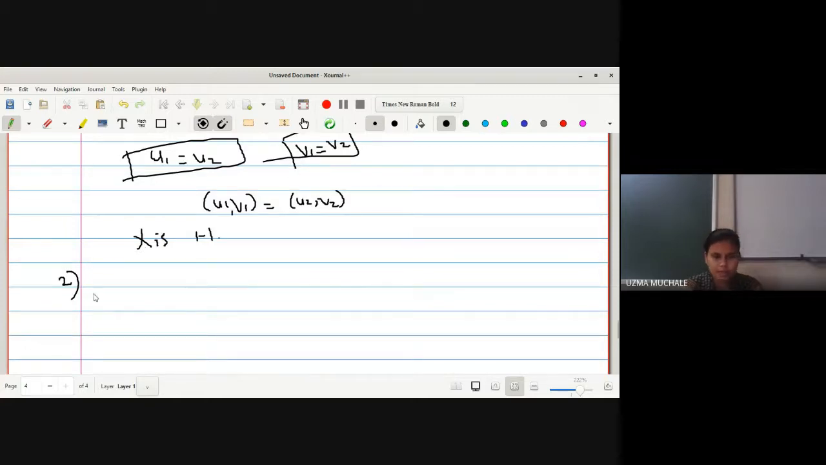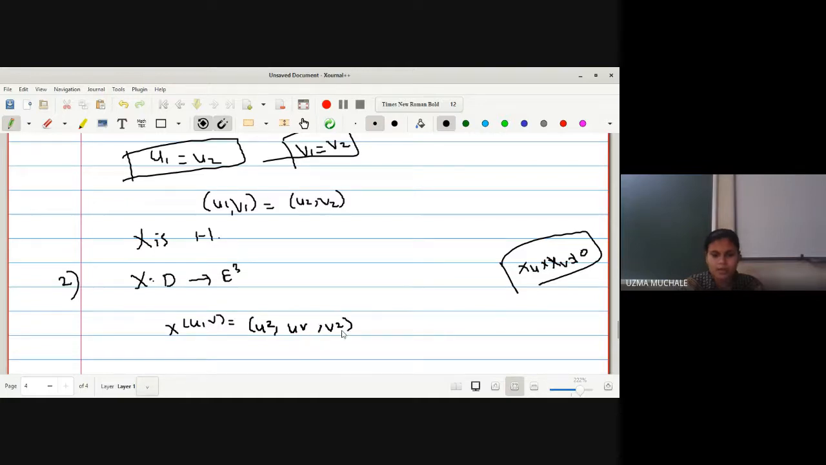Now let us go for the next part, to show that the mapping x is regular. We have not yet studied xu cross xv, so later on we will show that xu cross xv is not equal to 0. For now, we will go by the definition itself. What we know is that the rank of the Jacobian matrix should be equal to the dimension of the domain. So first we have the mapping x of uv equal to u square, uv, and v square.